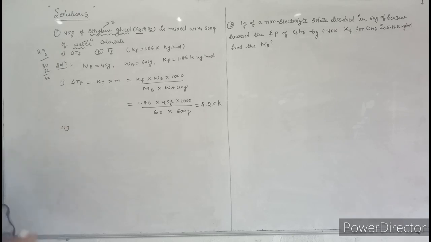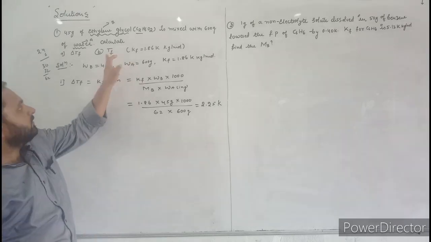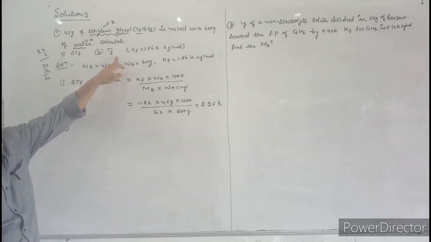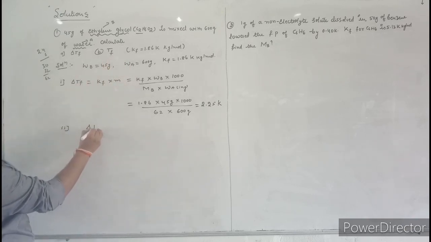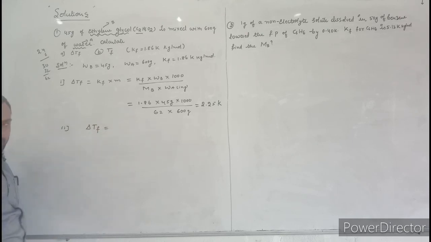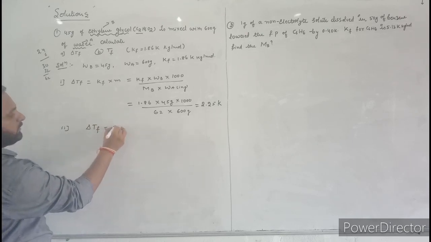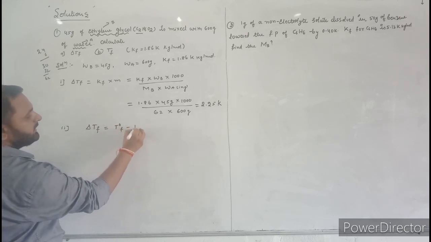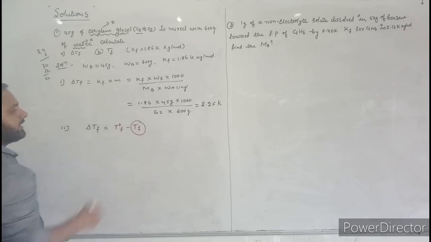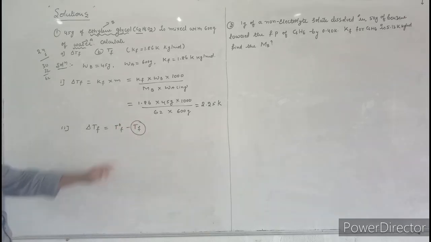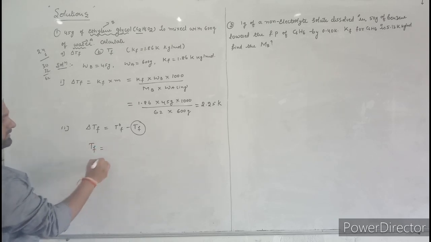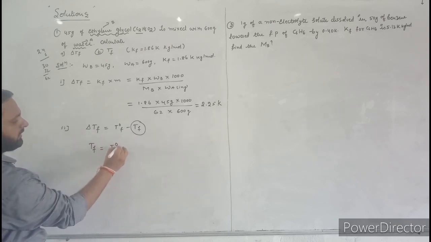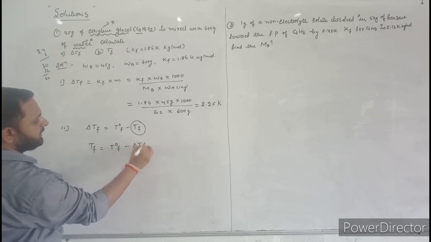Here, what is the second question? Here, you need to calculate Tf. Now let us write the formula to calculate Tf. Here, we know that the depression in freezing point is equal to T naught F minus Tf. Here, you need to calculate Tf. That's why you just rearrange this equation. Tf is equal to T naught F minus delta Tf.